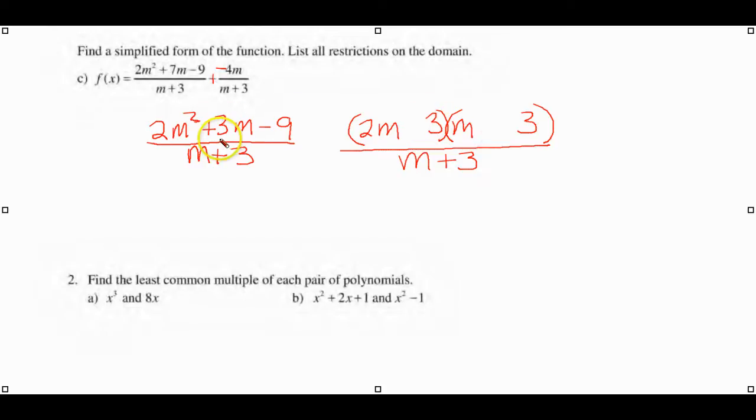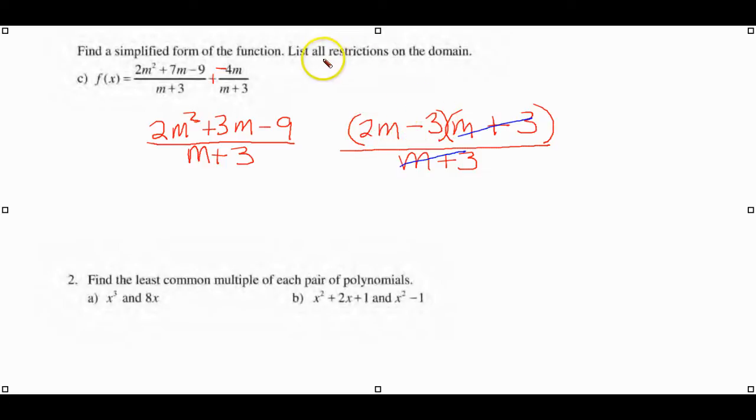Okay, so I need a positive, so this is positive, and this will be negative. And again, you FOIL it to check it, and it checks out well. So now we see a common factor that we can cancel out. So our end answer is just this, 2m minus 3.